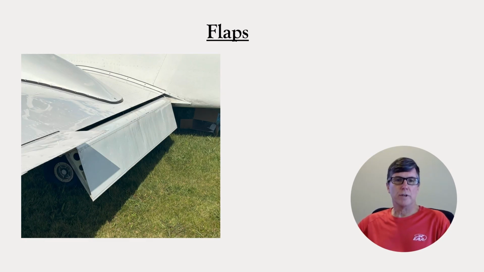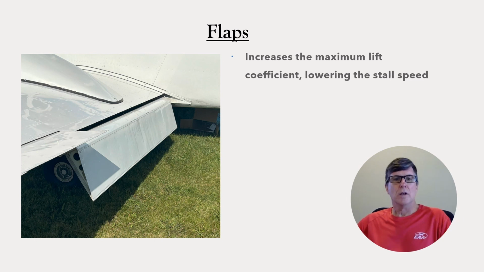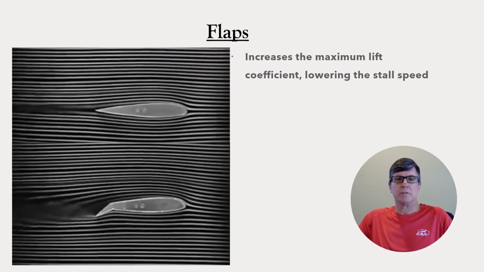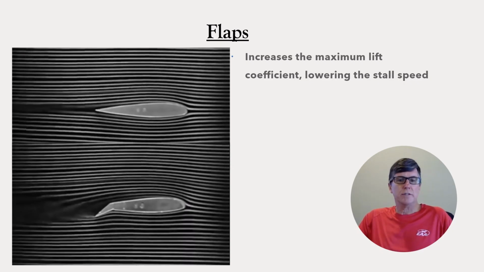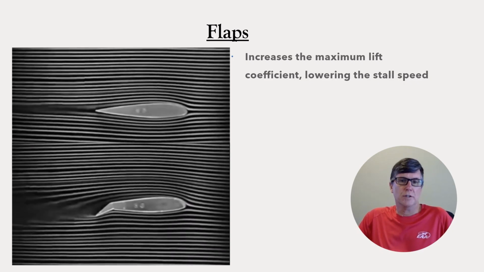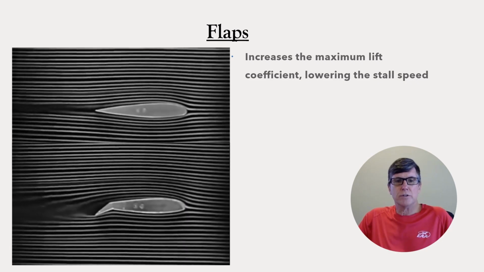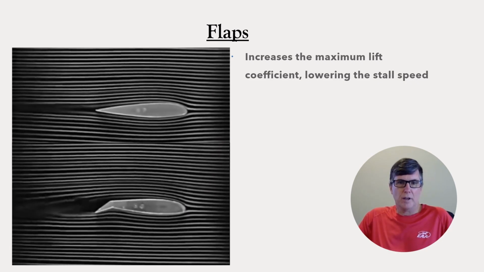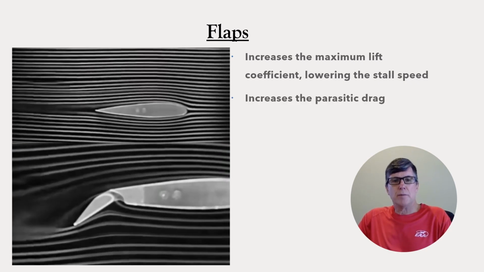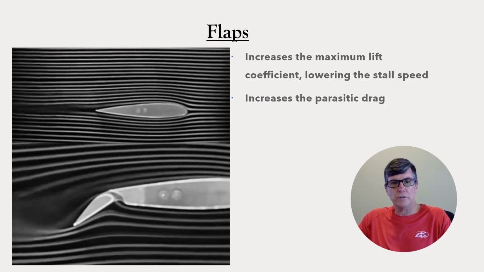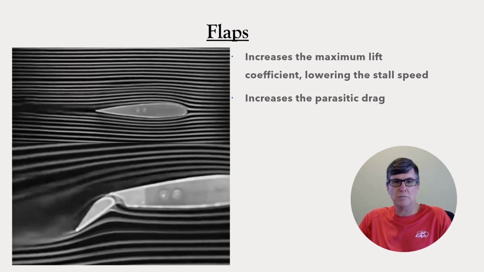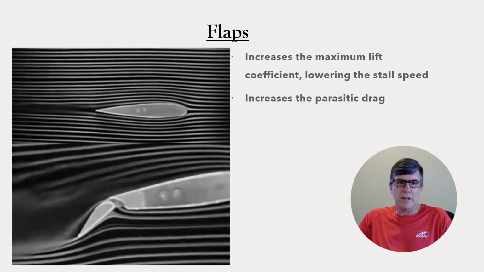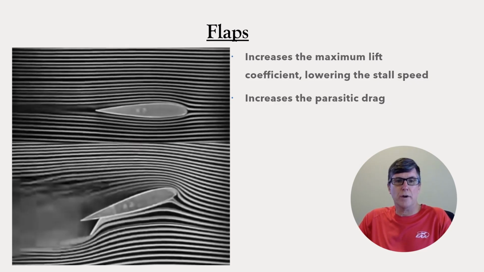Flaps are usually located inboard of the ailerons. The pilot extends the flap in stages. The most significant effect of the first couple stages of flap extension is an increase in the maximum lift coefficient. That decreases the stall speed of the airplane. The later stages of flap extension tend to increase the lift coefficient some, but mostly they increase the amount of parasitic drag.